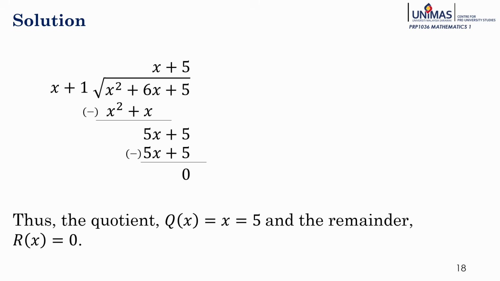For example 5, we have q(x) is this one, and this one is r(x). So you have to mention that the quotient is q(x) equal to x plus 5, and the remainder is r(x) equal to 0.